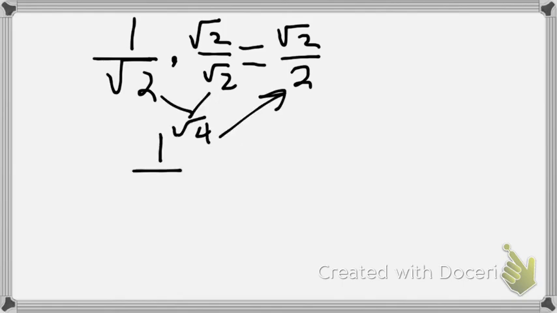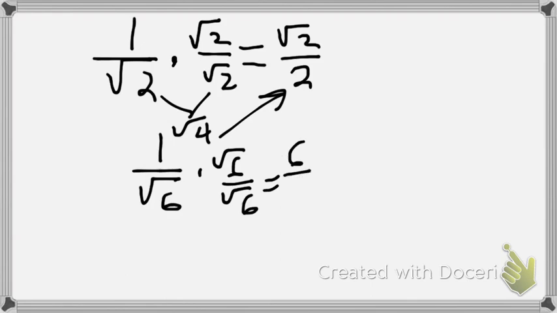See? So if we have 1 over the square root of 6, we multiply it by the square root of 6 over the square root of 6. That would give us a square root of 6 over 6. Okay? Easy peasy. Now, it gets a little bit more complicated when we're talking about cubes.